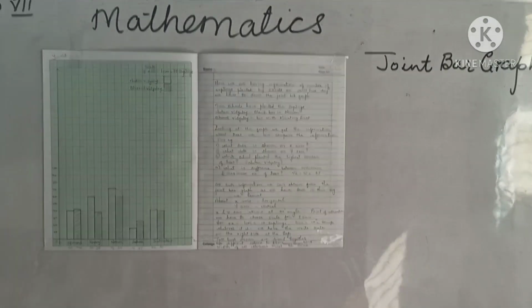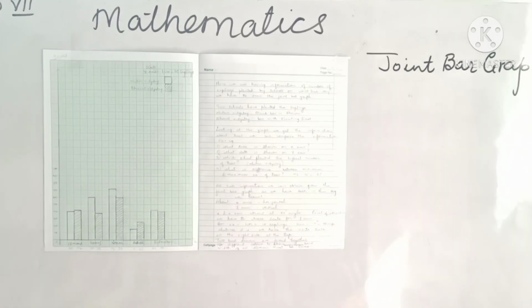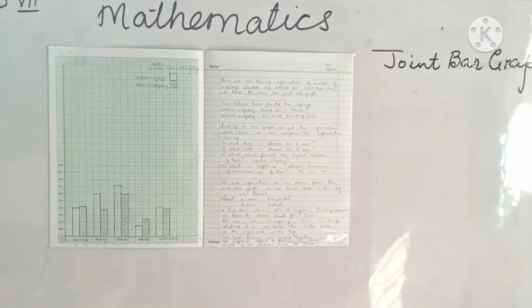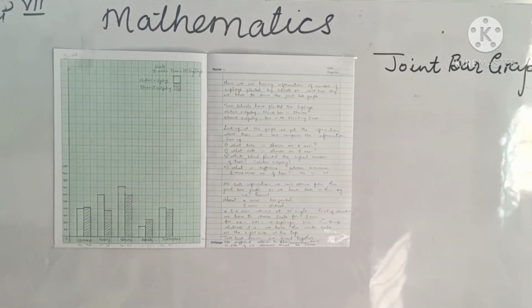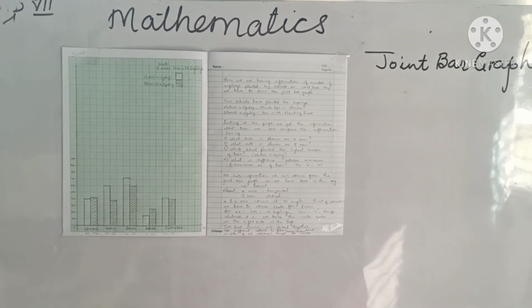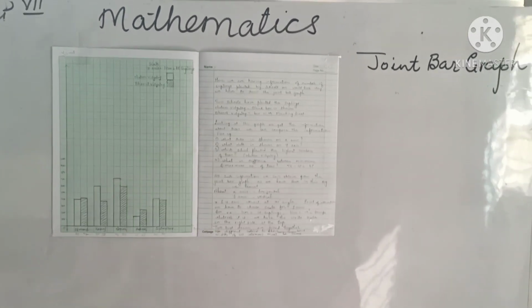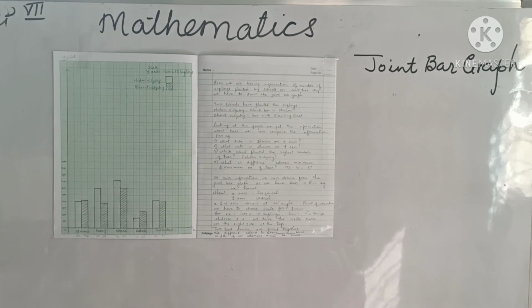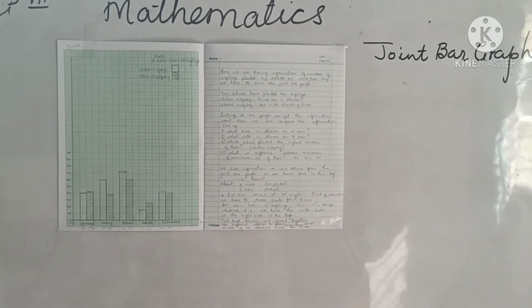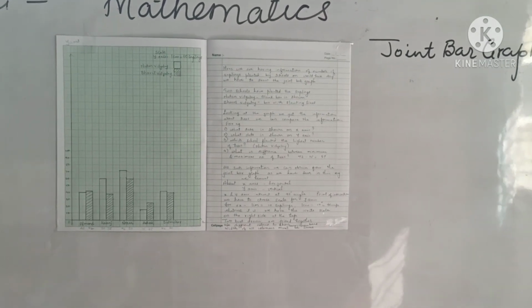Welcome student. In 6th standard you have learnt about the bar graph, how to draw the bar graph. In this chapter, joint bar graph, we will be studying how to draw the joint bar graph. To understand this I will take one example from the exercise itself.